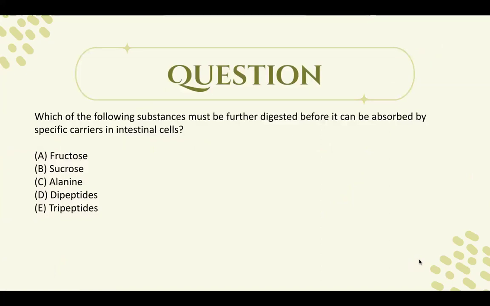Okay. So this question asks us about a substance that needs to be further digested before it can be absorbed by the intestine. And the answer for this question is B. Okay, sucrose. Sucrose is a disaccharide. It's an oligosaccharide. And we know that we can only absorb monosaccharides. So sucrose must be digested further so that it can be absorbed. All right? Okay, next question.